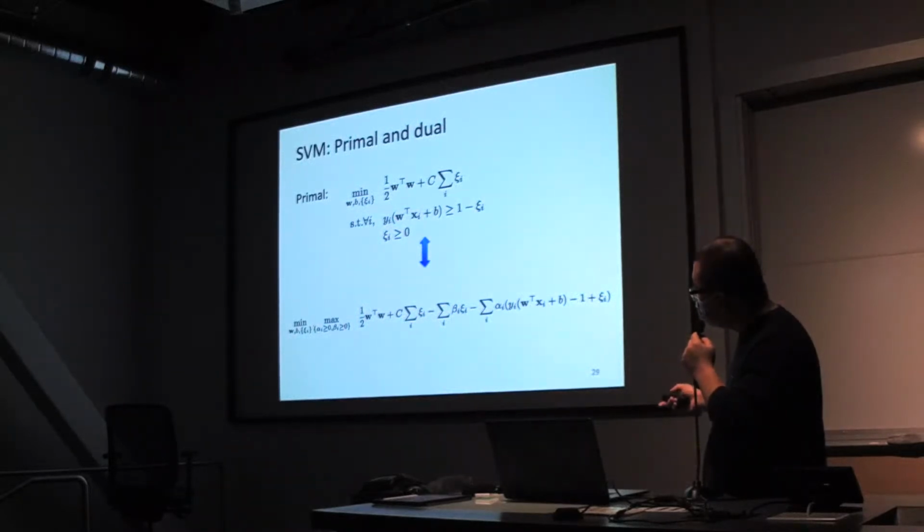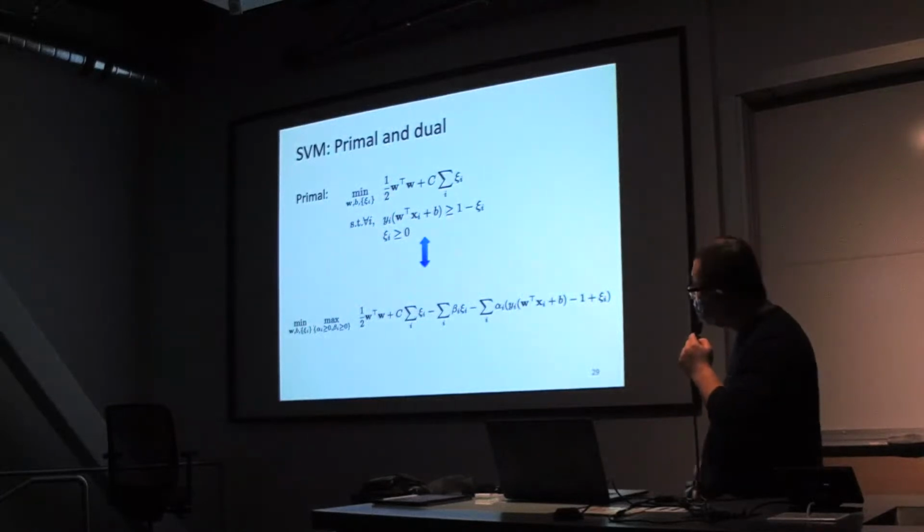Remember, in the inner level, we're going to maximize the Lagrange function with respect to non-negative Lagrange multipliers. So this is an important constraint. But for the outer level, we're going to minimize this Lagrange function with respect to the model parameters, which include the feature weight vector w, the bias parameter b, and also the slack variables.